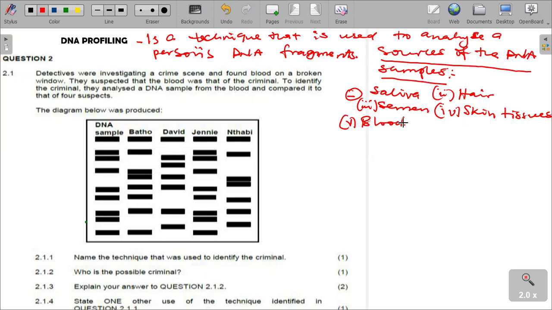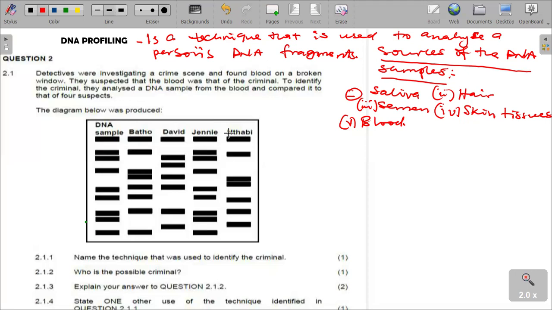And then what happens is that these enzymes are separated and arranged to form what? Specific bands, which are as shown in this diagram. The diagram below was produced from DNA samples, and we have different people given there: Bato, David, Jane, as well as Tabby. These are different samples of DNA that we found.